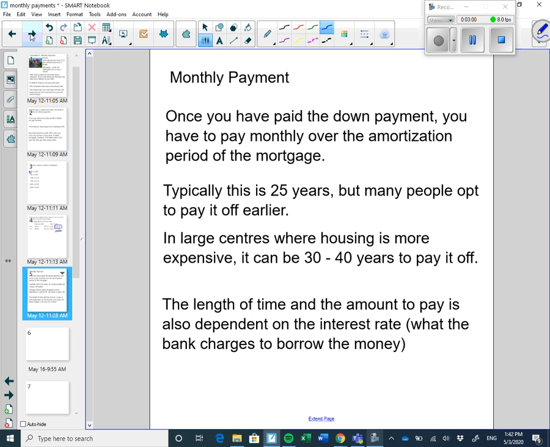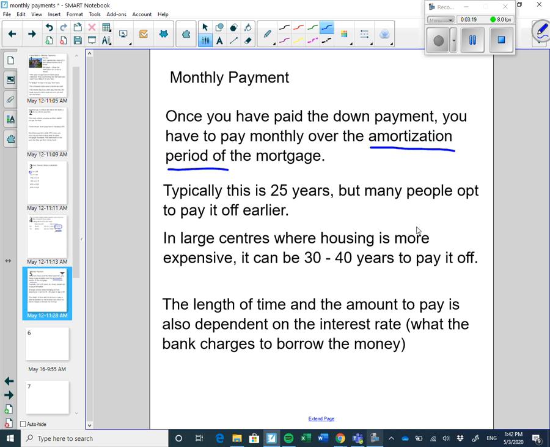Okay, so now let's talk about the new content here, monthly payment. Once you've paid the down payment, you have to pay monthly over what's called the amortization period. That's a big word. Amortization period of the mortgage. That is how long it takes to pay off your mortgage. That's called the amortization period.